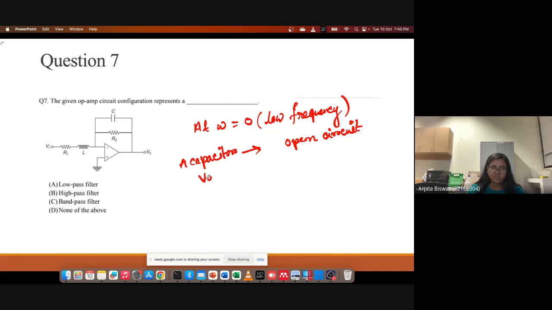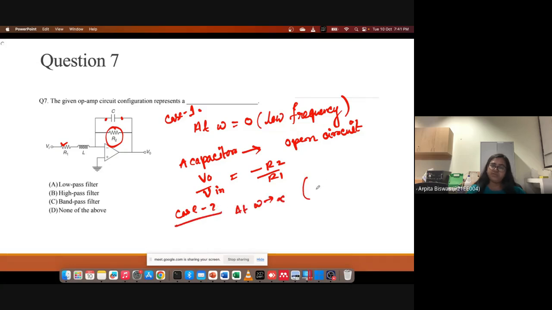So how we will find out the V output by V input? It is minus R2 by R1, right? Because this will be open circuit. And here only R2 is present and that one the R1. So you can write down here the V output by V input is minus R2 by R1. So now take another condition, the case 2. This is the case 1 and this is case 2. So at omega equal to infinity, what? High frequency.